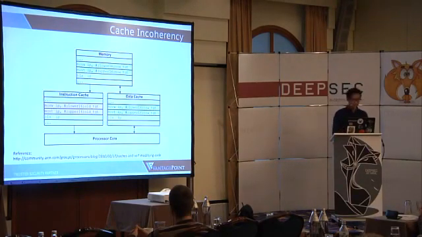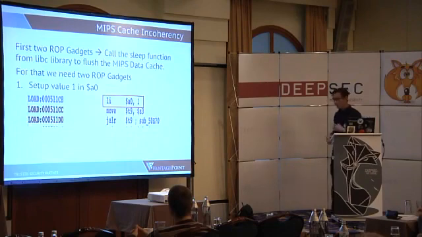As you can see here, on the right is the instruction cache, and when you send over your instructions, they will also be in the data cache, and because of this there will be cache incoherency, and that always takes priority. To overcome this, we need to flush the cache. To flush the cache, we need to call a sleep function or any blocking function. To do this, I would use ROP gadgets.